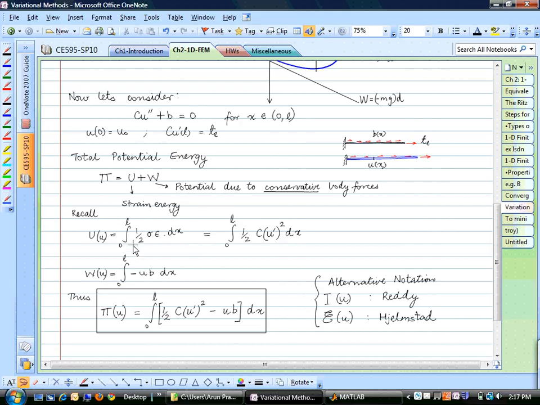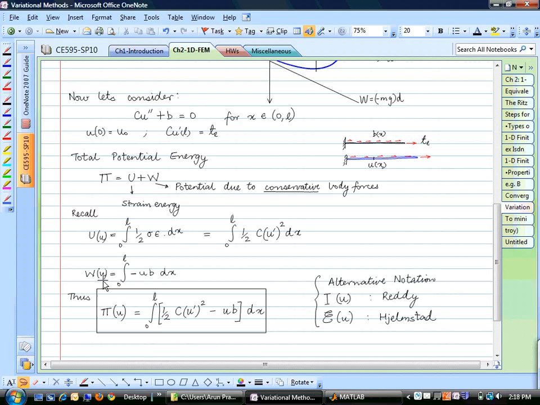So this quantity, the integrand right here, is also sometimes called the strain energy density. If you take that strain energy density and integrate it over the domain of the bar, you get the total strain energy stored in the system. And that can be simply expressed as half times strain squared times the Young's modulus.